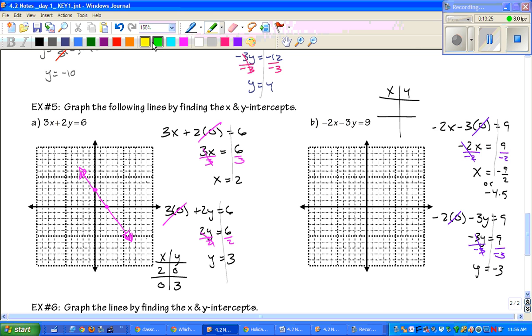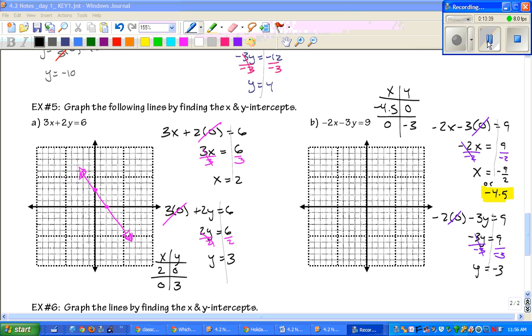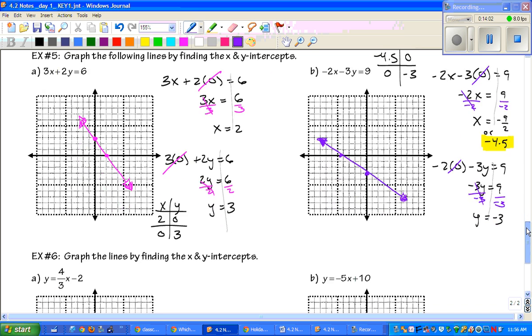Okay, now for x, you should have gotten a fraction, and as that, we want to use that as a decimal. So that goes to negative 4.5 comma 0, and then 0, negative 3. Okay, so let's go ahead and graph those. Negative 4.5, 0 is right around there. 0, negative 3 is right there. And then just connect the dots and draw your line. And that's what you should have got. How'd you guys do on that? All right.